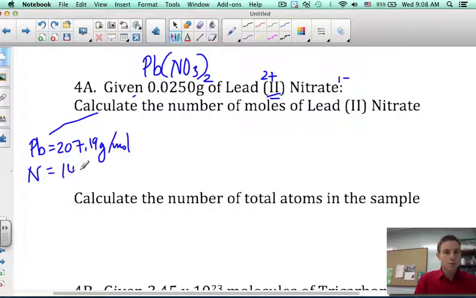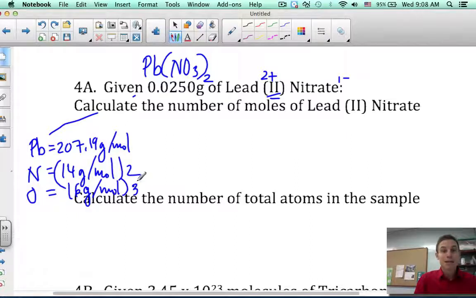I have 2 nitrogens. Nitrogen equals 14 grams per mole. I'm going to multiply that times 2. Oxygen, I have 6 of them. Oxygen equals 16 grams per mole. I'm going to multiply that times 6 because I have 2 times 3, which is 6. When I multiply that times 6, I get 96 grams. When I multiply 2 times 14, I get 28 grams. And 207 times 1 is 207.19 grams.